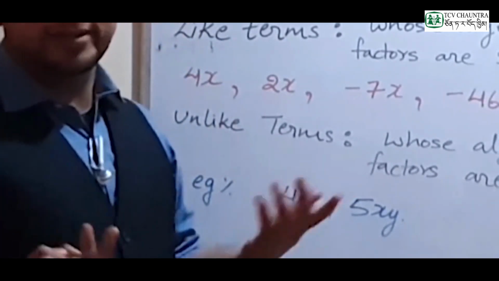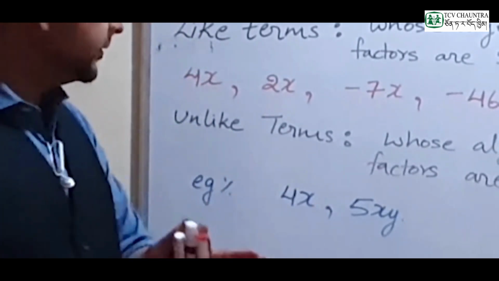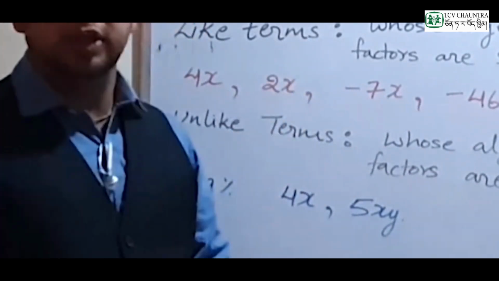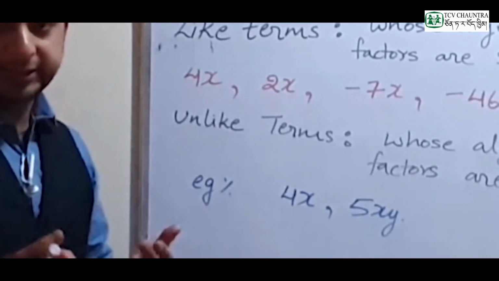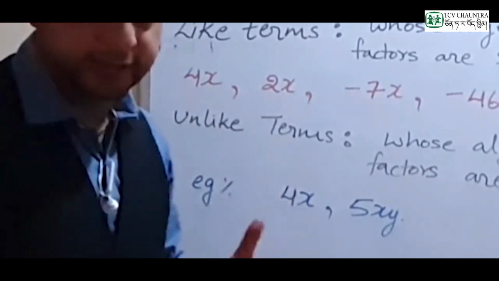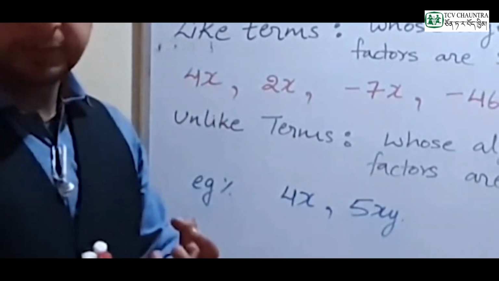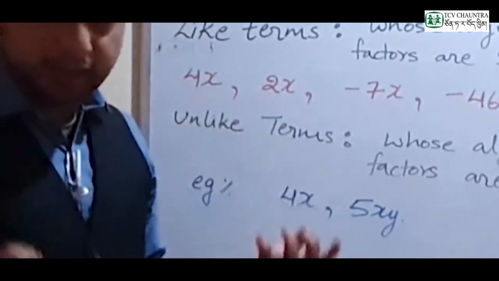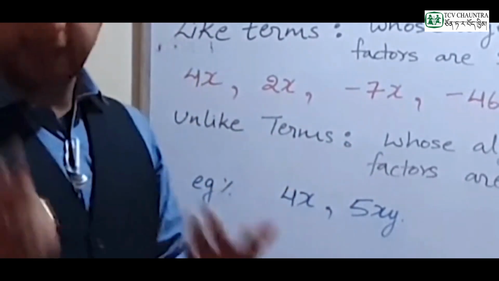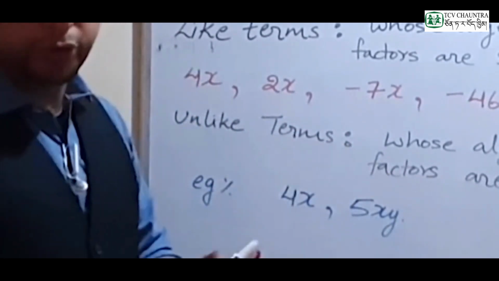Now, where is the use of like terms and unlike terms? We use them when we are adding or subtracting. Like terms can be added and subtracted together, but like terms and unlike terms cannot be added or subtracted together.